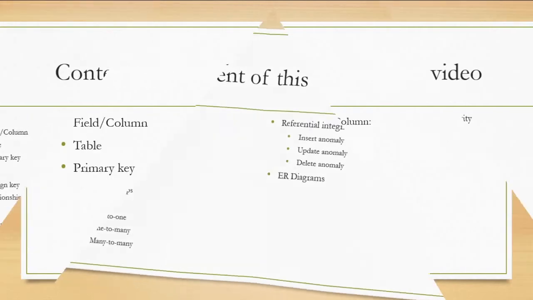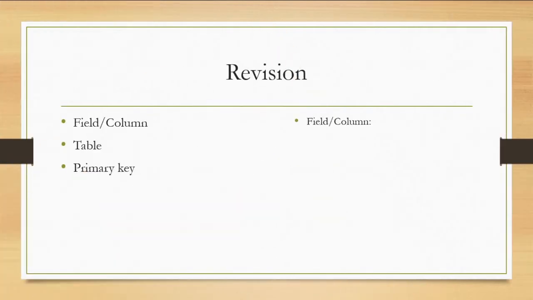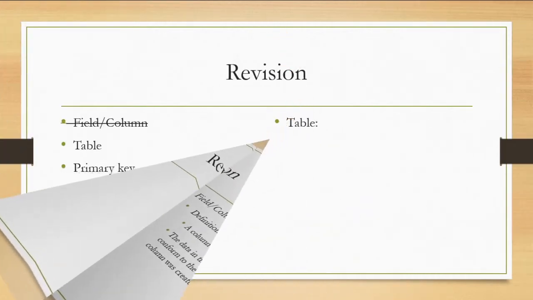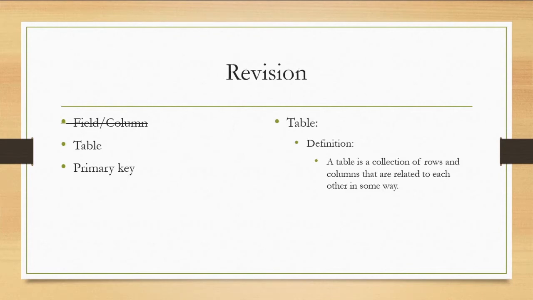Let's start with revision. What is a field or a column? Definition. A column is a category. The data in a category must conform to the specifications the column was created with. A table. A table is a collection of rows and columns that are related to each other in some way.